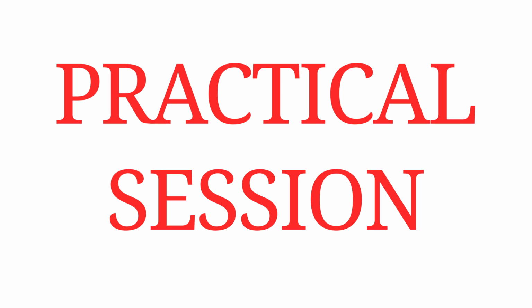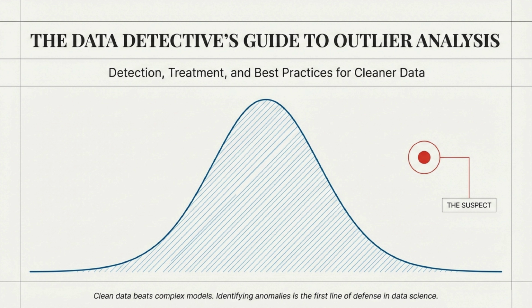Welcome to the session on outlier detection. Outliers are data points that deviate significantly from the majority of observations. They may represent data entry errors, rare events, or meaningful anomalies. If not handled carefully, outliers can distort statistical summaries, mislead visualizations, and degrade machine learning performance.